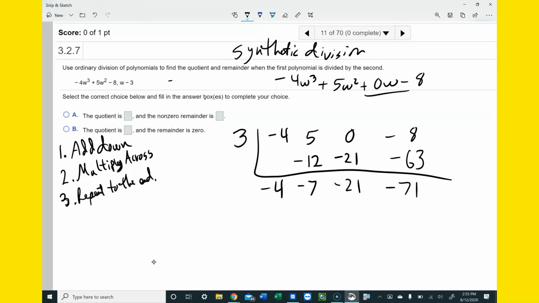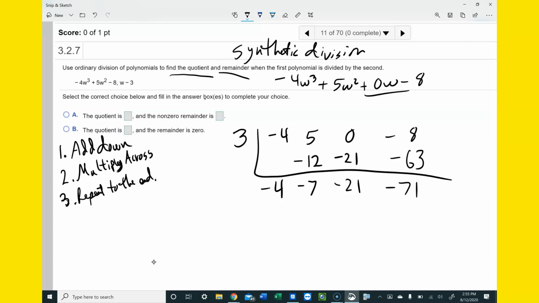So what is the problem asking me? It's saying find the quotient and remainder. So how do I get the quotient? In other words, what's the answer that this thing is telling me? The answer here, these are going to be the new coefficients for the answer.